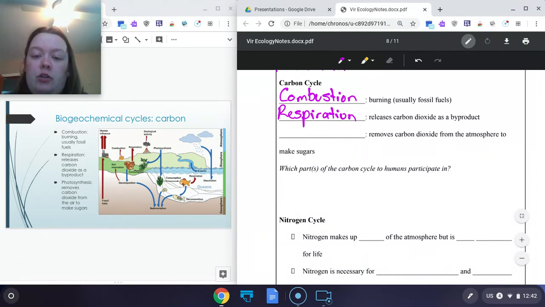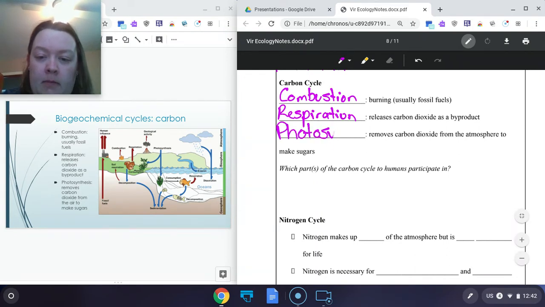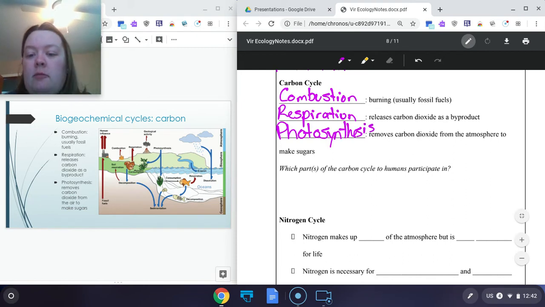The third one we're going to talk about from the carbon cycle is called photosynthesis. And this is the process that plants use to make sugar or food by using sunlight. They also use carbon dioxide from the atmosphere. So photosynthesis itself, using sunlight and carbon dioxide to create sugar and food for plants.